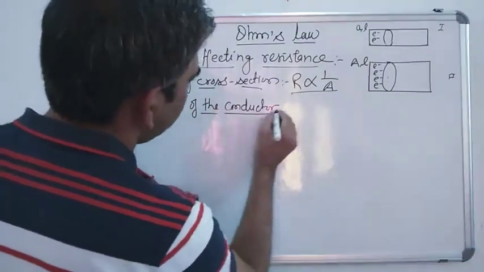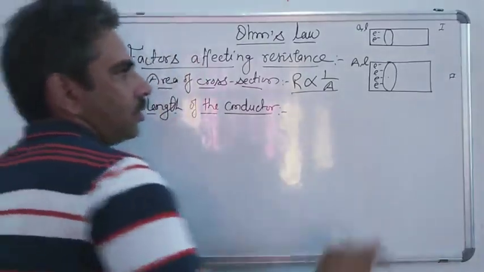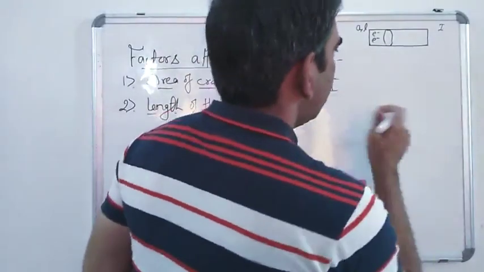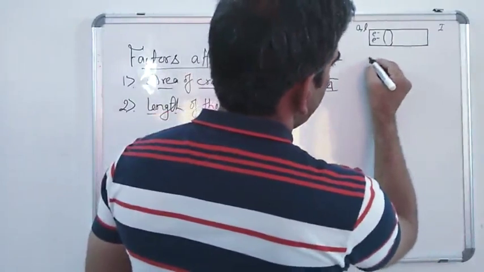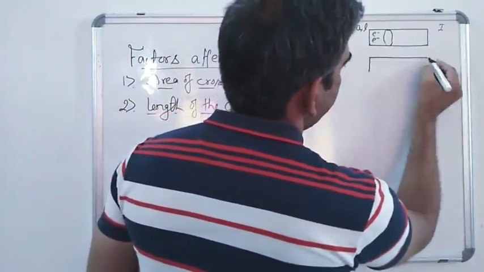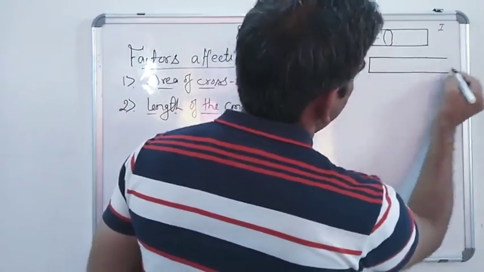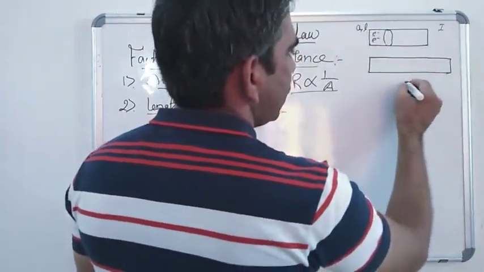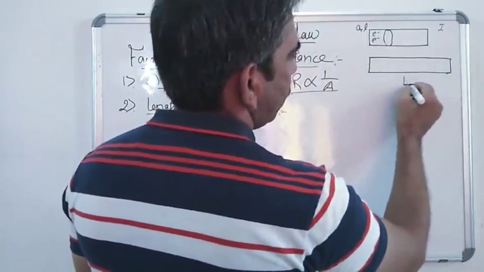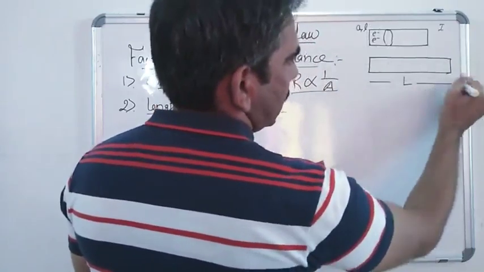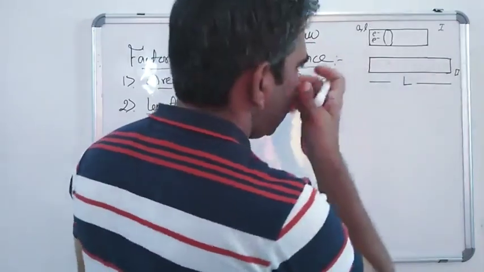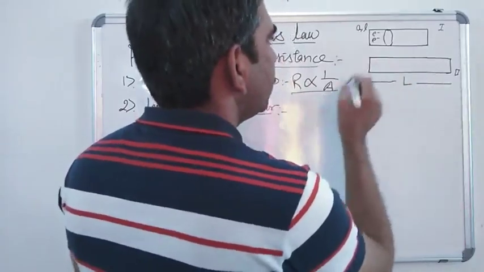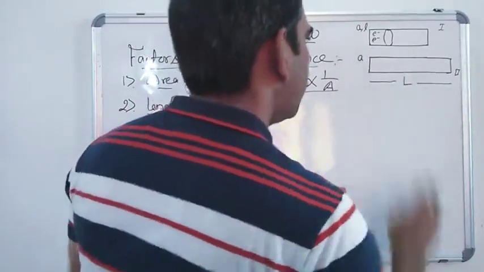So how will the length of the conductor affect resistance? Suppose we are taking the same situation. We are now taking two conductors of the same material and the same cross-sectional area, but of different lengths. One has length l and the other has length capital L, for example. Of course, the second one has the higher length, and the cross-sectional areas of the two are the same.